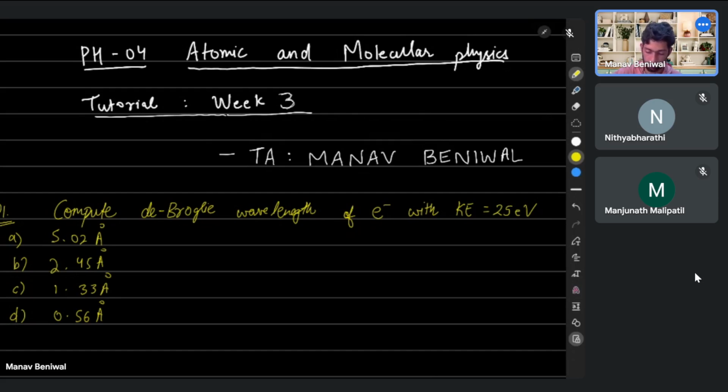So a very basic question. What we have to do is calculate the de Broglie wavelength, and we are given that the kinetic energy of the electron is 25 eV. So how do we solve this one?